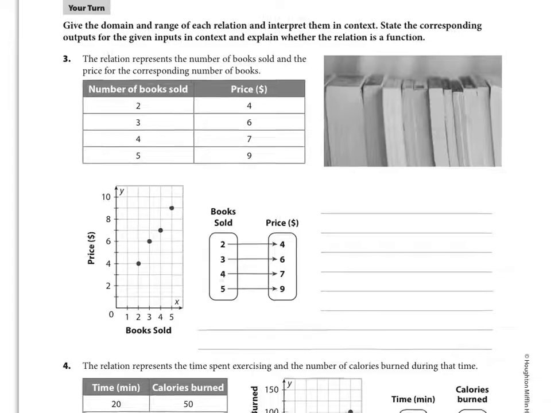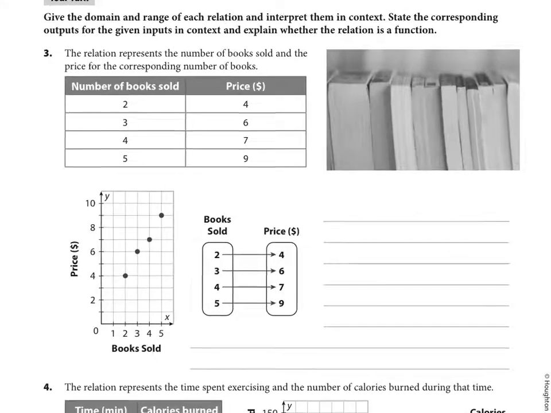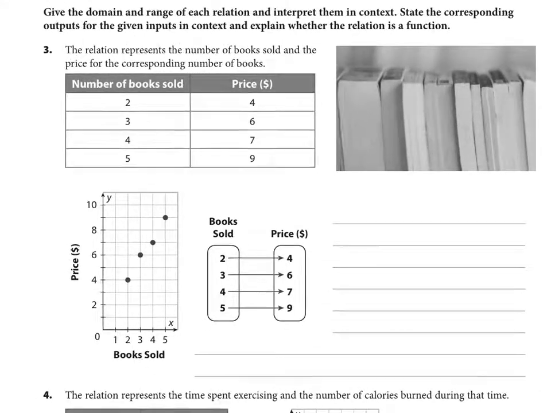Go ahead and try the your turn before seeing the solution. I'll ask that you please think about the same things that we did on the previous example. The domain is 2, 3, 4, and 5. The range is 4, 6, 7, 9.